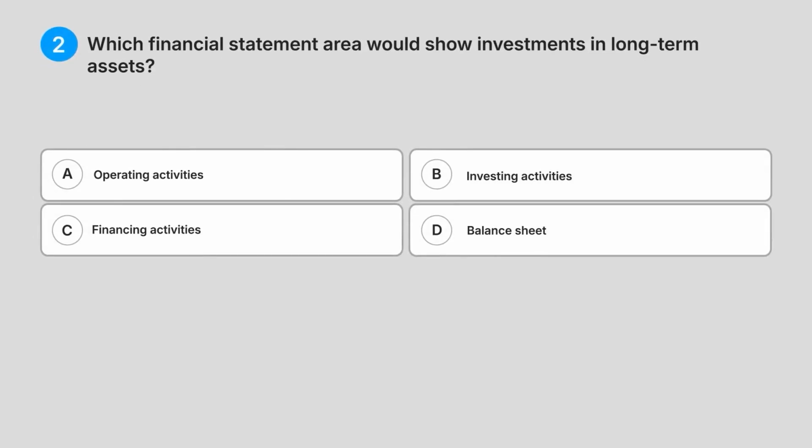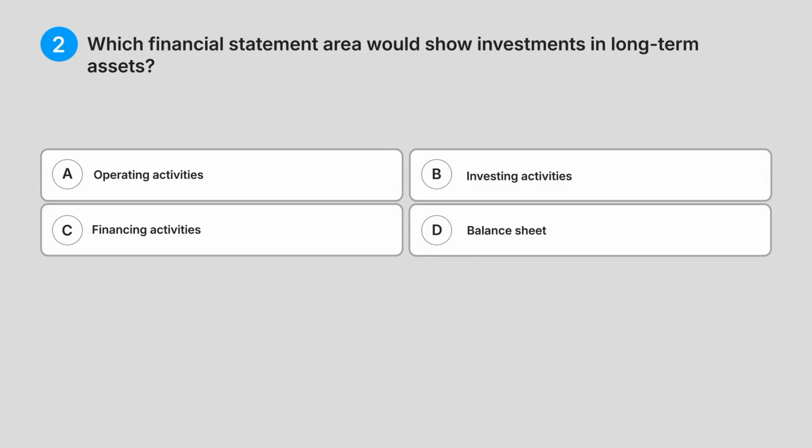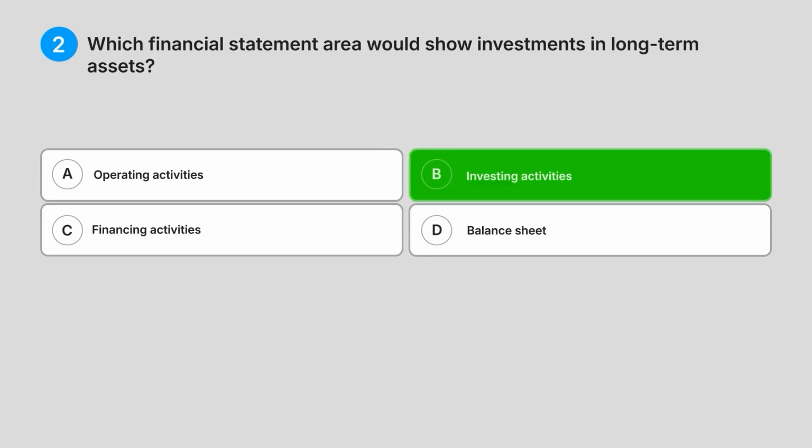2. Which financial statement area would show investments in long-term assets? A. Operating activities. B. Investing activities. C. Financing activities. D. Balance sheet. Do you know the answer? Correct answer, B. Investing activities.